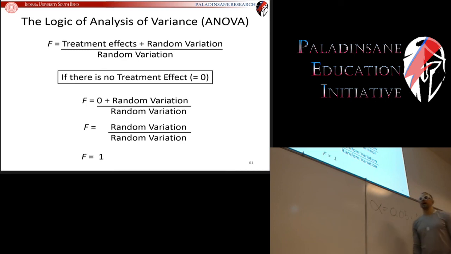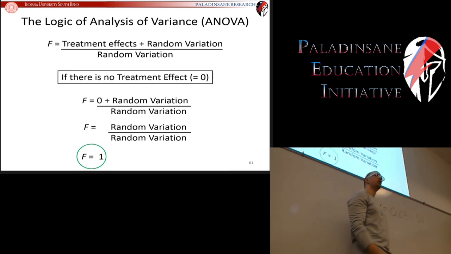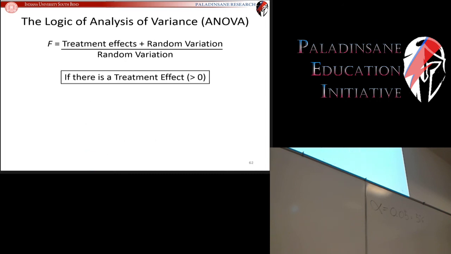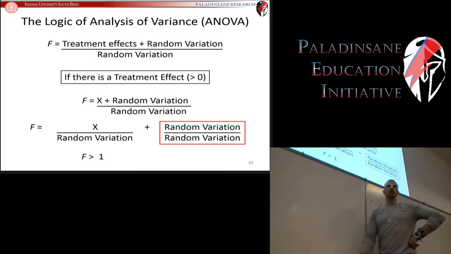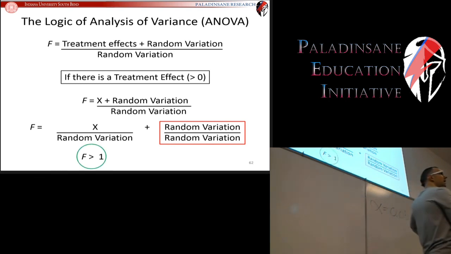So when there is no treatment effect, you're going to get an F statistic that is close to 1. That's what happens when there's no treatment effects. What about when there is a treatment effect? What about when your treatment effect exists? It's greater than 0. Well, in that case, we'll give our treatment effect a value of x, right? So x is just some number greater than 0. And we're doing this so we can break this up into two components. So we got x divided by random variation plus random variation divided by random variation. And we know that this here equals 1. So this is going to be something, and this is going to be 1. You add the two together and you get a number bigger than 1. So when there's a treatment effect, you end up with an F statistic that is bigger than 1.